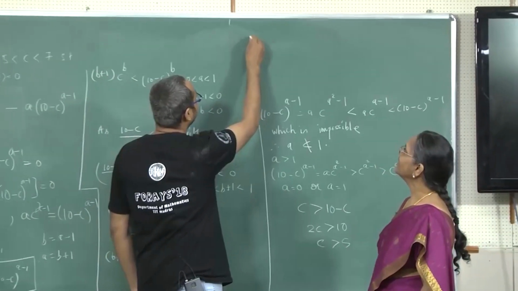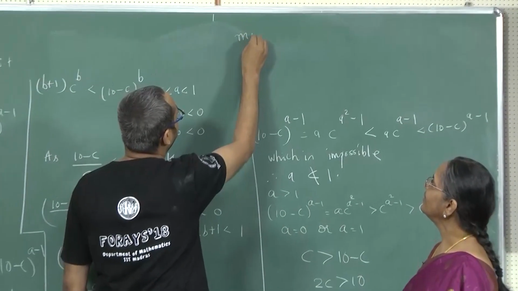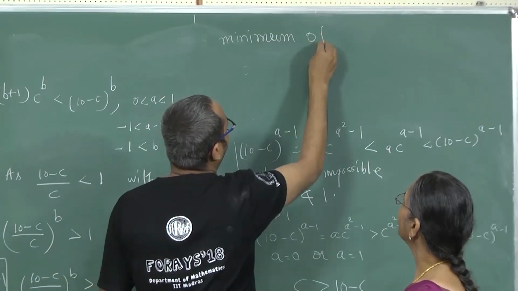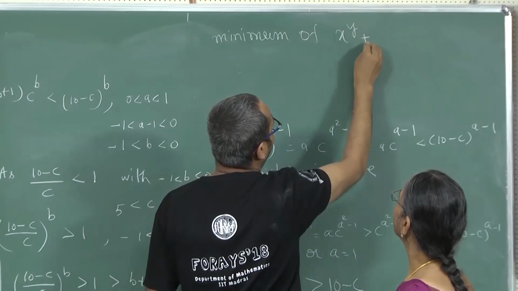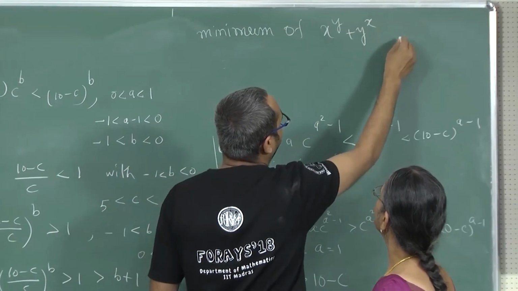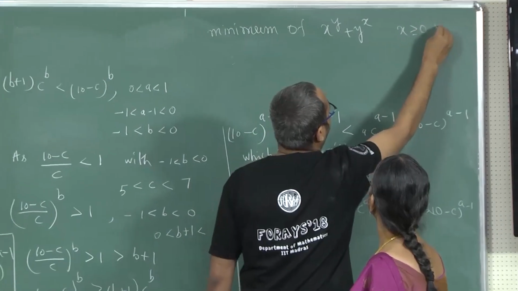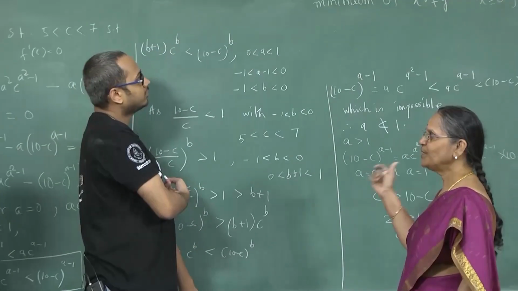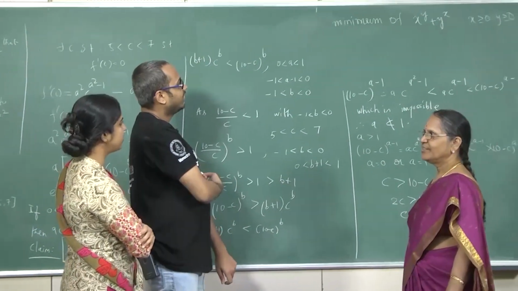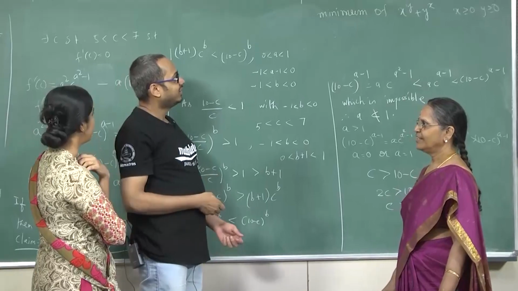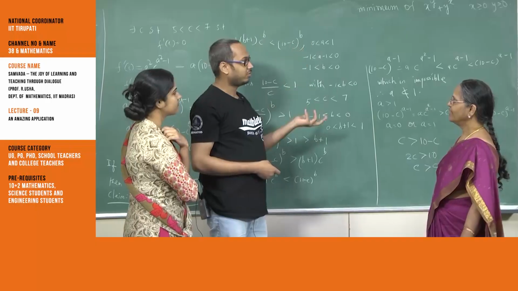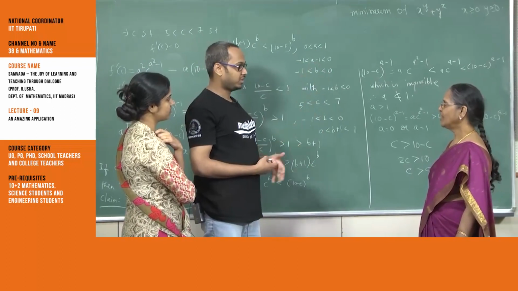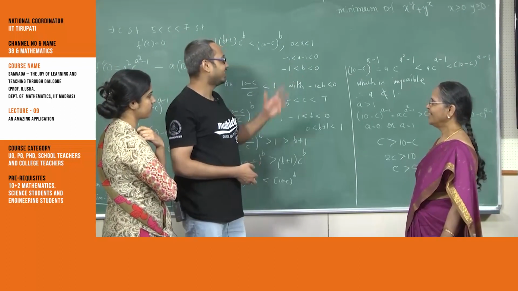The problem was this: I have to find the minimum value of x power y plus y power x, where x and y are non-negative. So, this was one of the questions in the quiz. Yes, ma'am. And we weren't able to do much with the problem. We could only show that if any one of them is bigger than 1, then this should be bigger than 1. And we got some partial marks, but we couldn't finish.